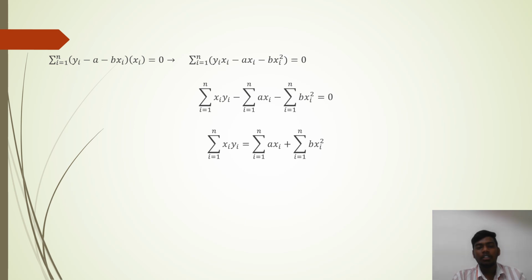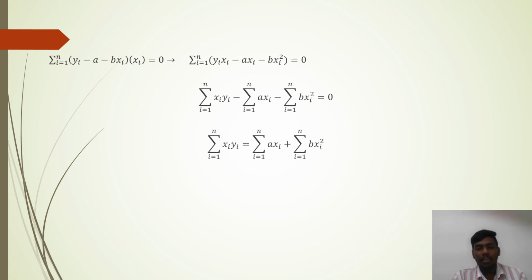Then the equation becomes summation of i equals 1 to n of yi into xi minus a into xi minus b into xi square equals 0. Then the equation is split. Then the summation of i equals 1 to n of xi into yi equals summation of i equals 1 to n of a xi plus summation of i equals 1 to n of b xi square.